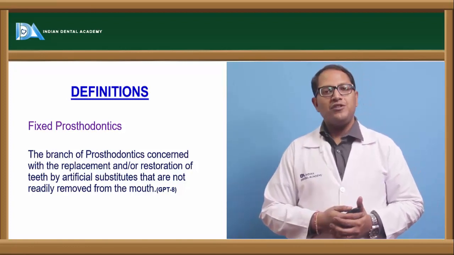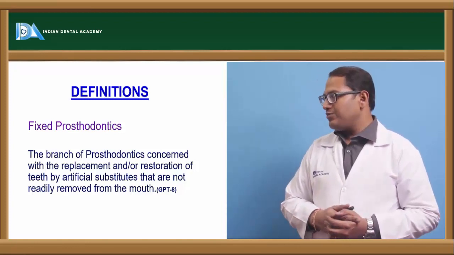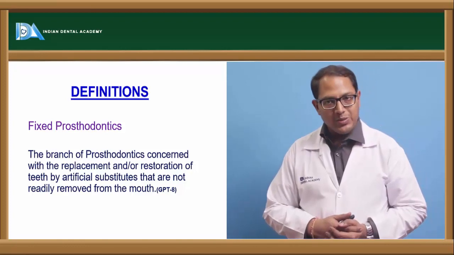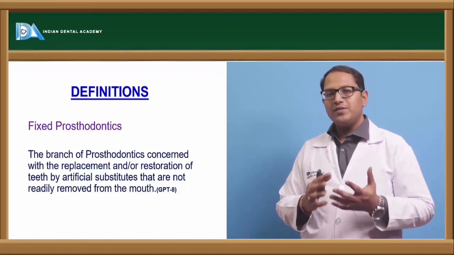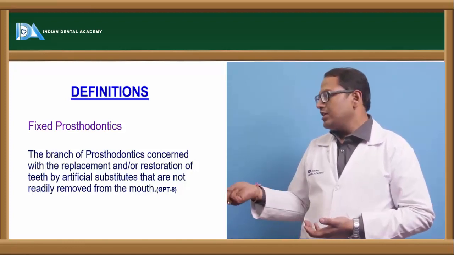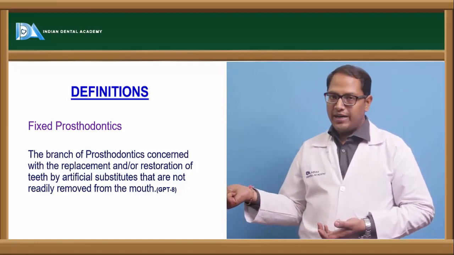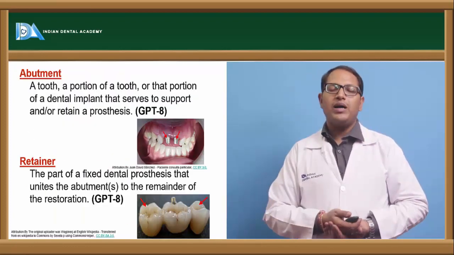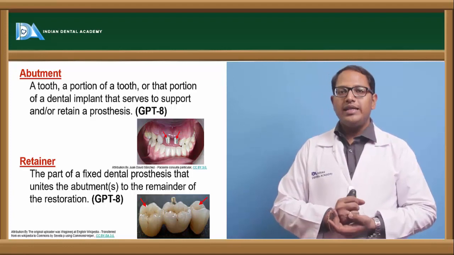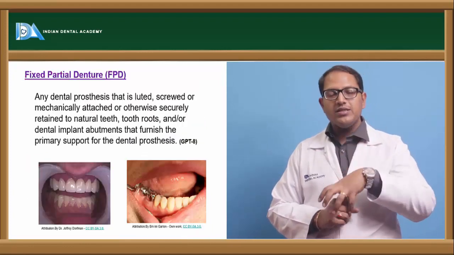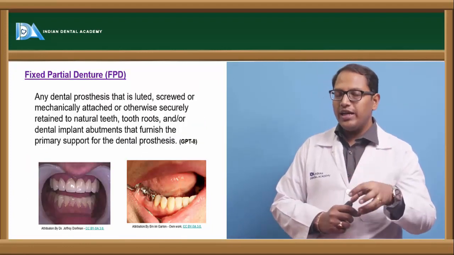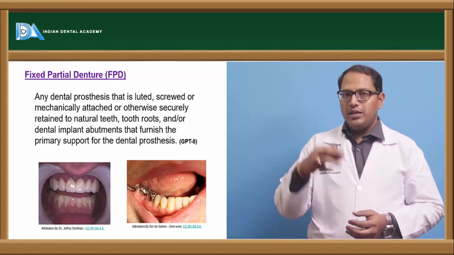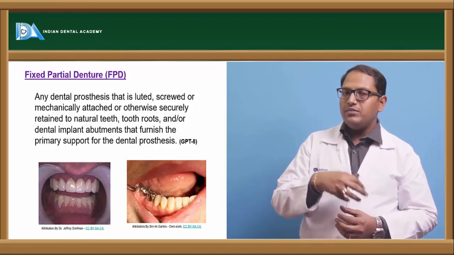Coming to the definition of fixed prosthodontics: the branch of prosthodontics concerned with the replacement or restoration of teeth by artificial substitutes that are not readily removed from the mouth. Now, what are the parts of that? The tooth on which the bridge is going to come, the tooth from where we are going to get the support, is called the abutment. The part that is going to come on it is different.